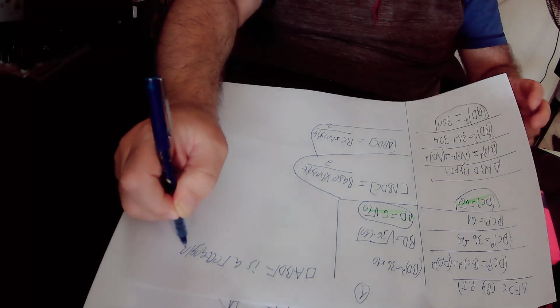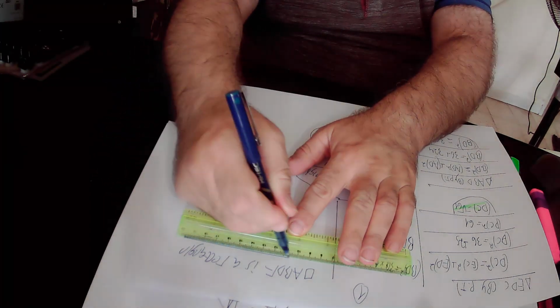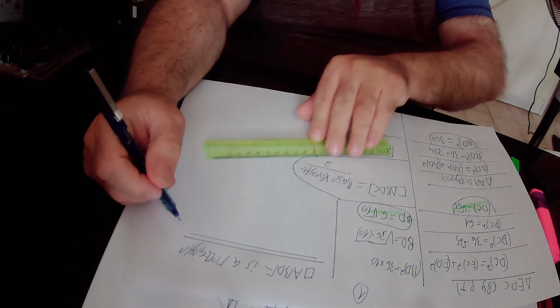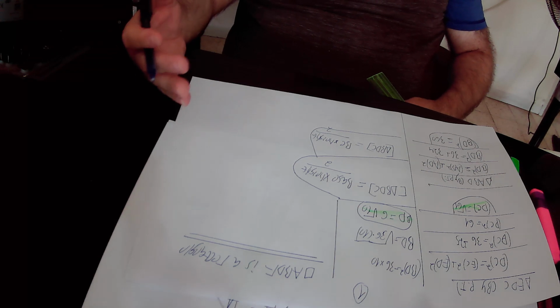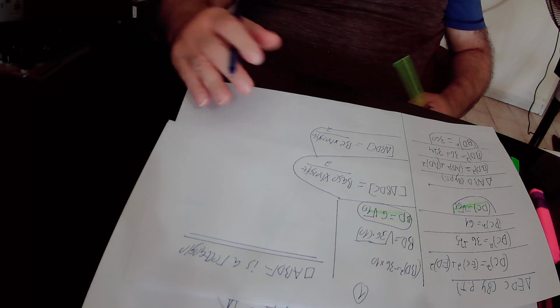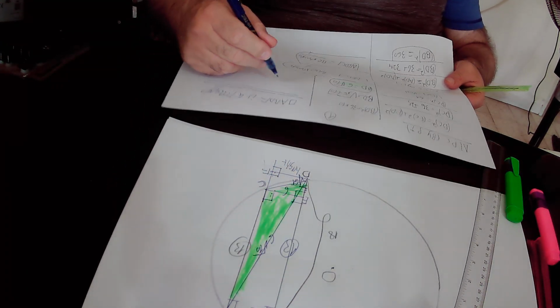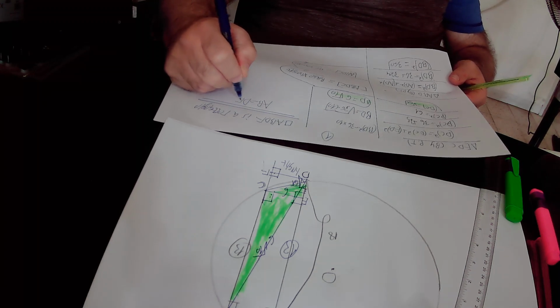Why? Because any quadrilateral that has 4 right angles, we can relate to it as a rectangle. But we also know that the opposite sides of rectangle ABDF are equal to each other. That is to say, side AB equals side DF.